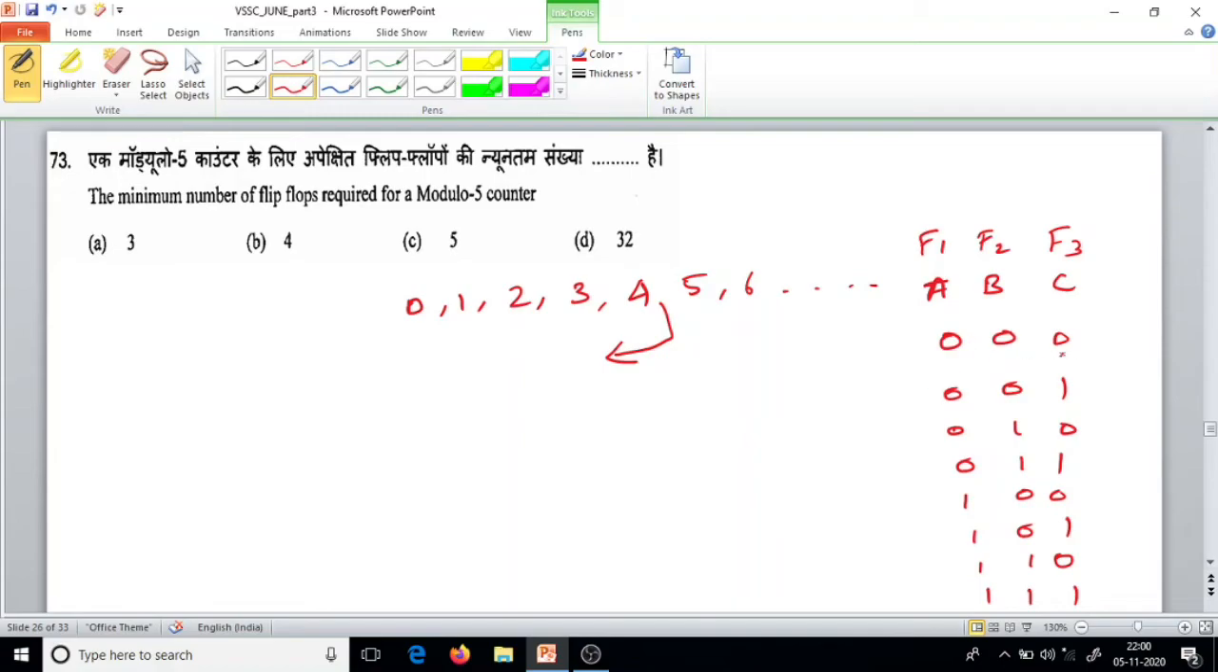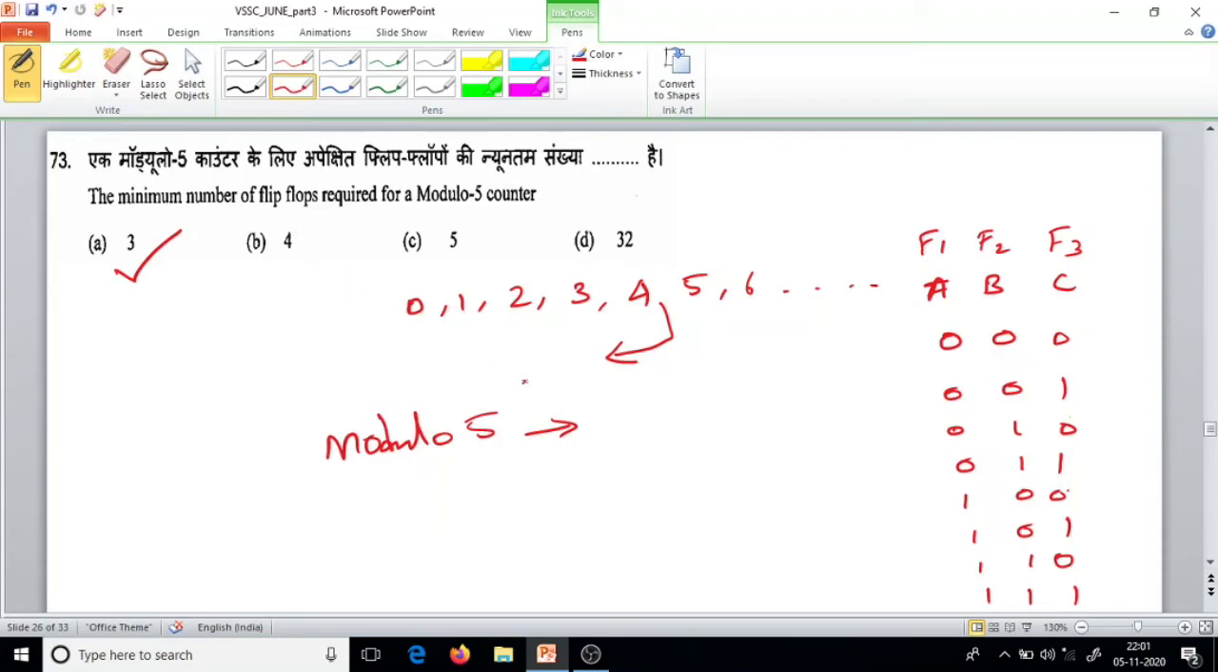But modulo 5 counter means after 5 states it will repeat the sequence. So to make a modulo 5 counter we need a minimum of 3 flip-flops. With 4 flip-flops we can make a maximum of 15 counter, 0 to 15. So we'll go to the next question.